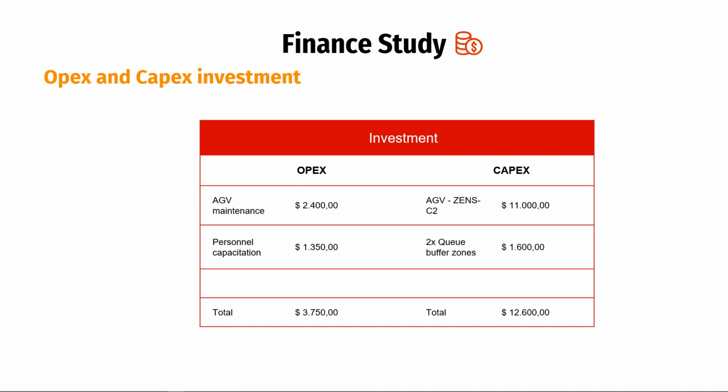Employees need an introduction to learn how to operate in an environment where an AGV is involved. And also an expert employee needs to be appointed to oversee its maintenance schedule. This costs approximately $2,400. And also we need the personnel training.